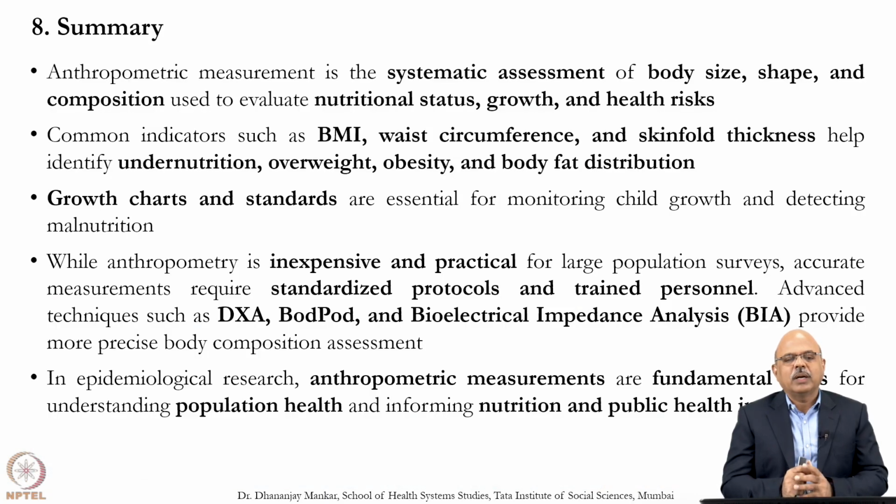So with this we come to the end of this chapter on anthropometric measurement, which is a very systematic assessment of body size, shape and composition used to evaluate nutritional status, growth and health risk. The common indicators such as BMI, waist circumference and skin fold thickness help us to identify undernutrition, overweight, obesity and body fat distribution. Growth charts and standards are essential for monitoring child growth and detecting malnutrition.